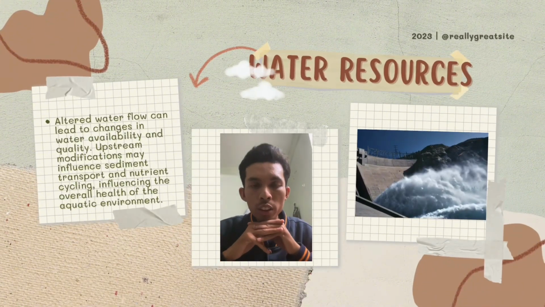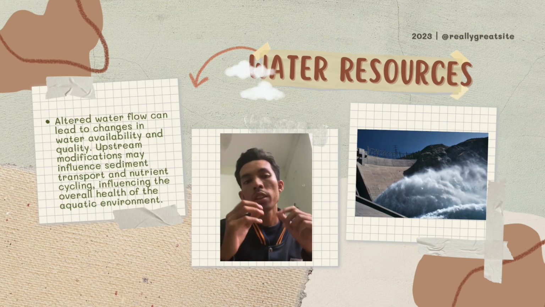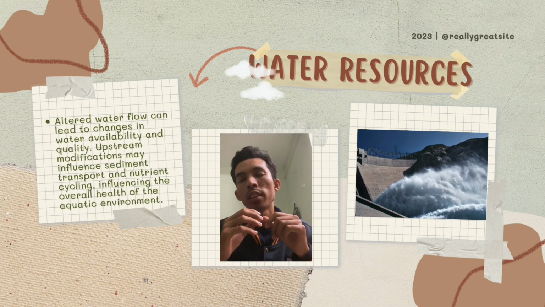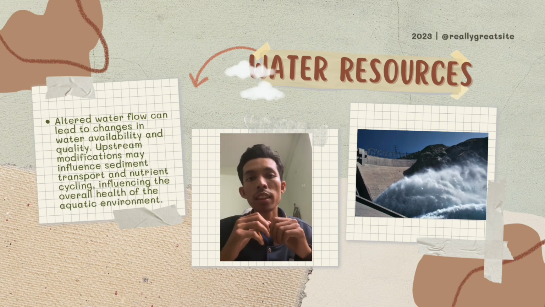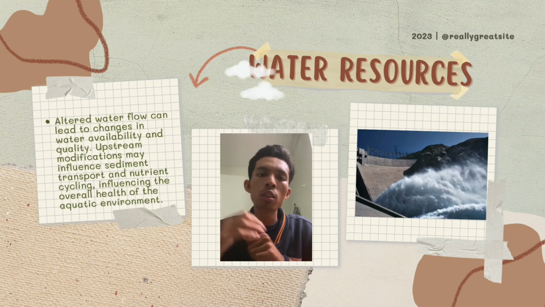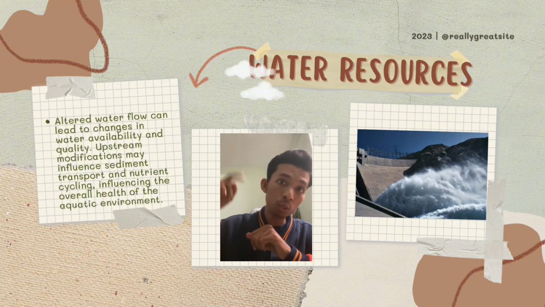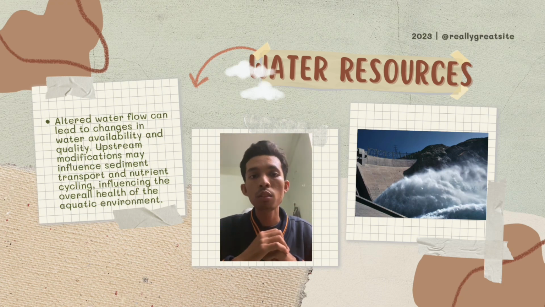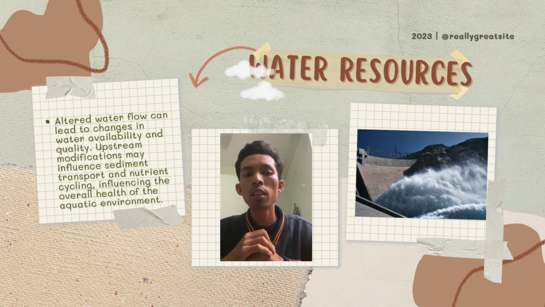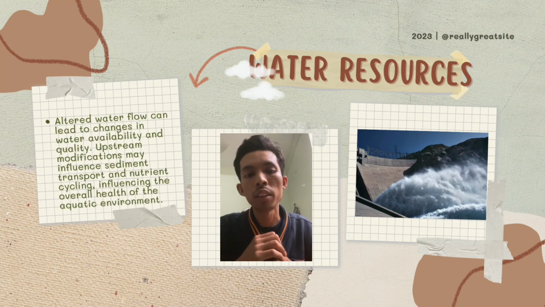Okay, so the second impact is water resources. Water flow will be changed, which can lead to changes in water availability and the quality of water. So the modification upstream may influence sediment transport and nutrient cycling. Overall, it can impact the health of the aquatic environment.